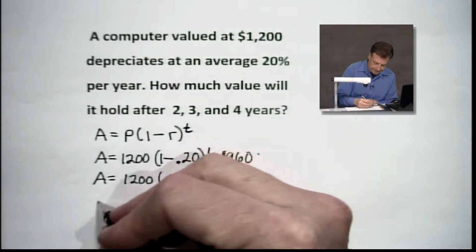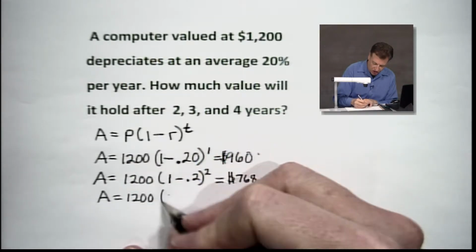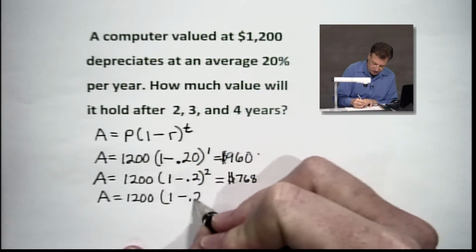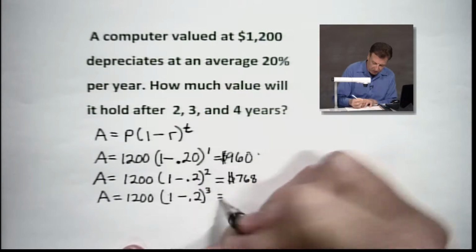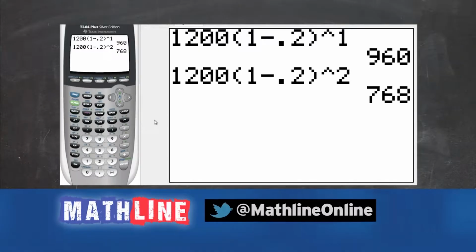Let's go again. Let's take it for a third year. 1 minus 2 tenths. We'll raise it to the third power. Now remember what we're going to do. Let's go back to the calculator. And we're going to hit that second enter.